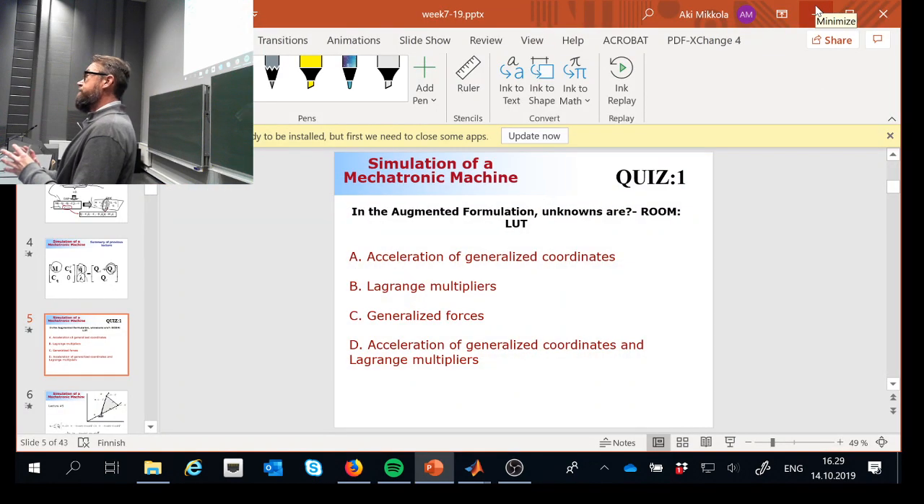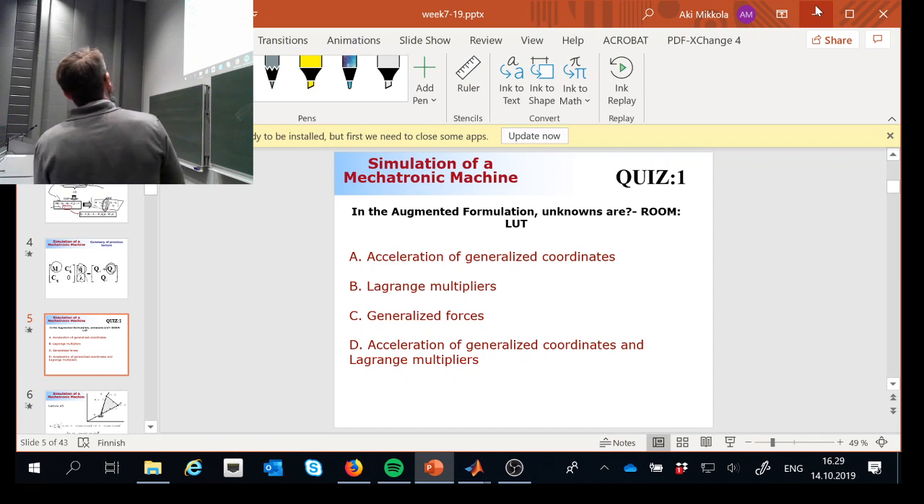So in augmented formulation, the unknowns are acceleration of tensorized coordinates, Lagrange multipliers, that's option number B. C is tensorized forces, and then D is acceleration of tensorized coordinates and Lagrange multipliers. Only one is correct, but which one? Which one is correct? Let's get back to here.